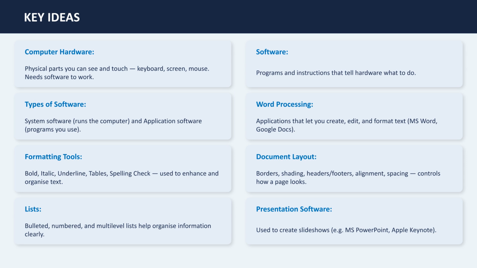Key ideas include hardware, the physical parts, and software, the programs that instruct the hardware. Software types include system and application software. Word processing and presentation software are applications for creating and formatting text and slideshows. Formatting tools and document layout control the appearance of your work.